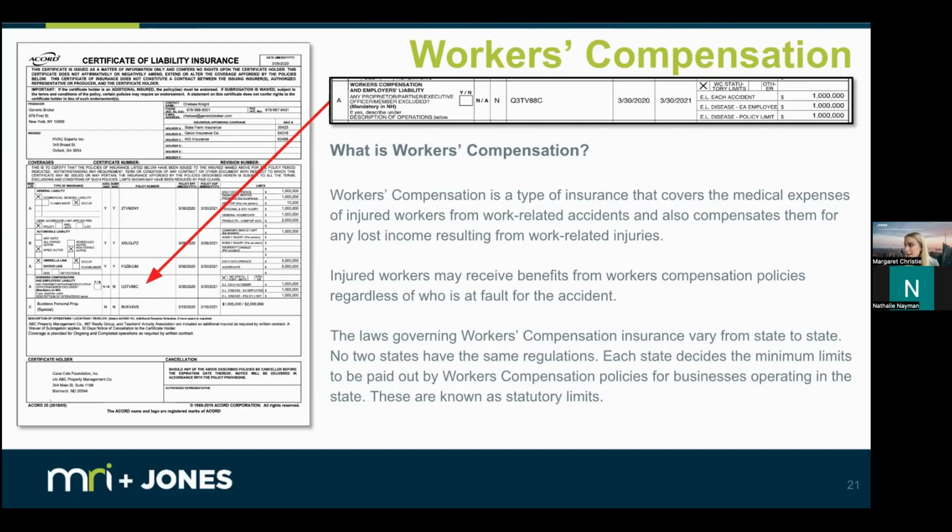Just because a state has mandatory limits or statutory limits for workers' compensation does not mean that you can't require more. I would say in the vast majority of cases on Jones, I see the requirements exceeding the statutory limits per state.